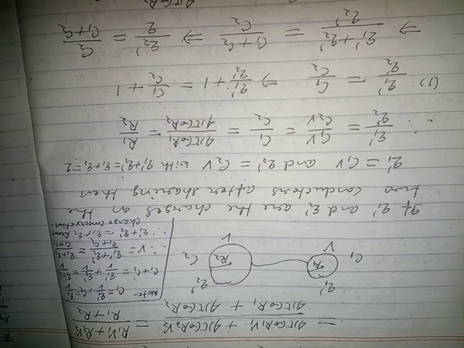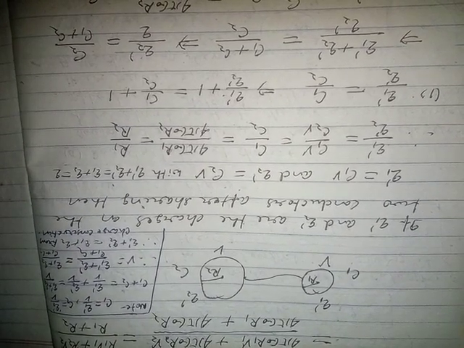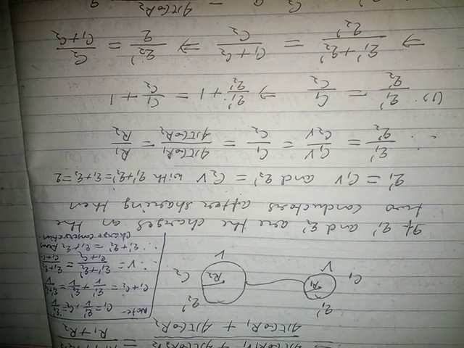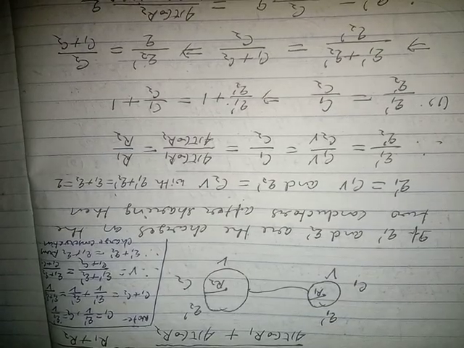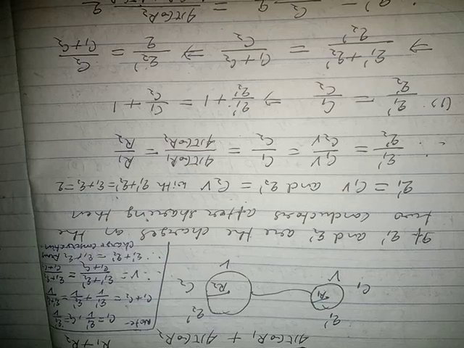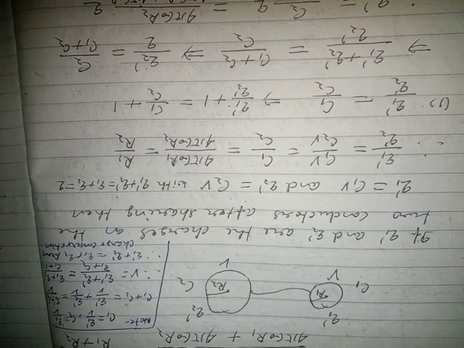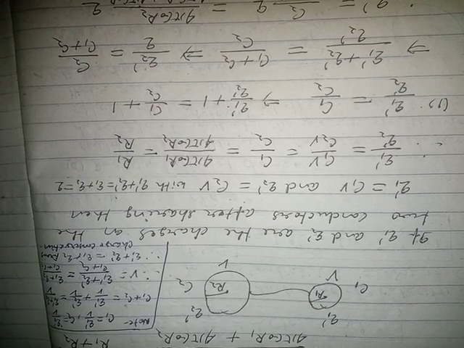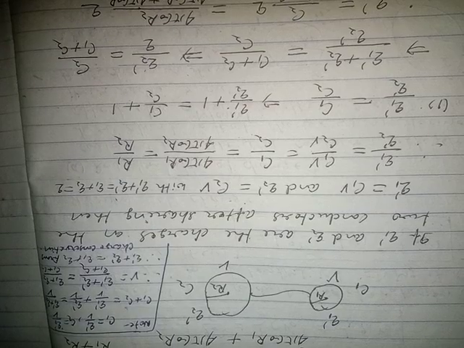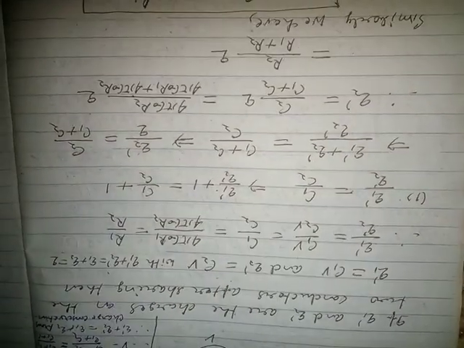If Q1 dash and Q2 dash are the charges on the two conductors after sharing, we have Q1 dash equals C1 V and Q2 dash equals C2 V, with Q1 dash plus Q2 dash equals Q1 plus Q2 equals Q, the total charge. Hence Q1 dash by Q2 dash equals C1 V by C2 V equals C1 by C2 equals 4 pi epsilon naught R1 by 4 pi epsilon naught R2 equals R1 by R2.